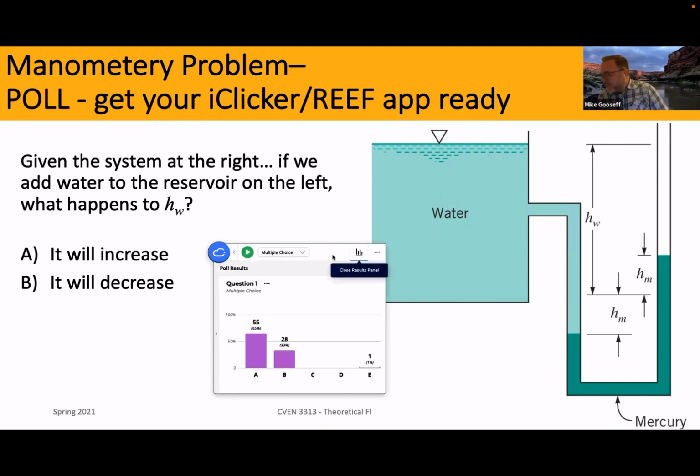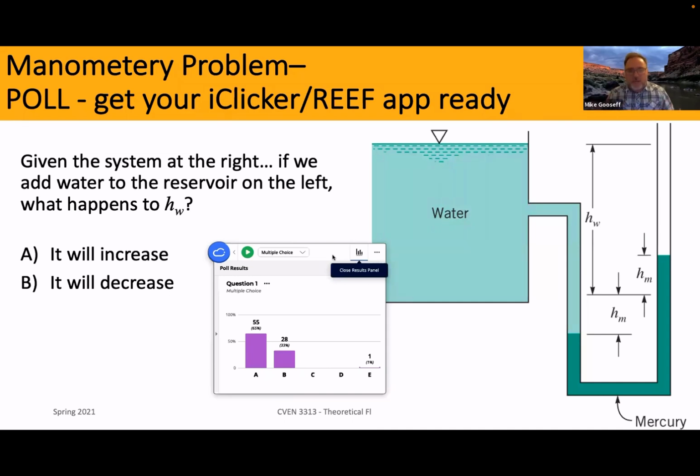All right, 55 of you said A, it should increase, HW, and 28 of you said B, it will decrease. So in this case, we would expect HW to increase if we add water and add height on the left-hand side.